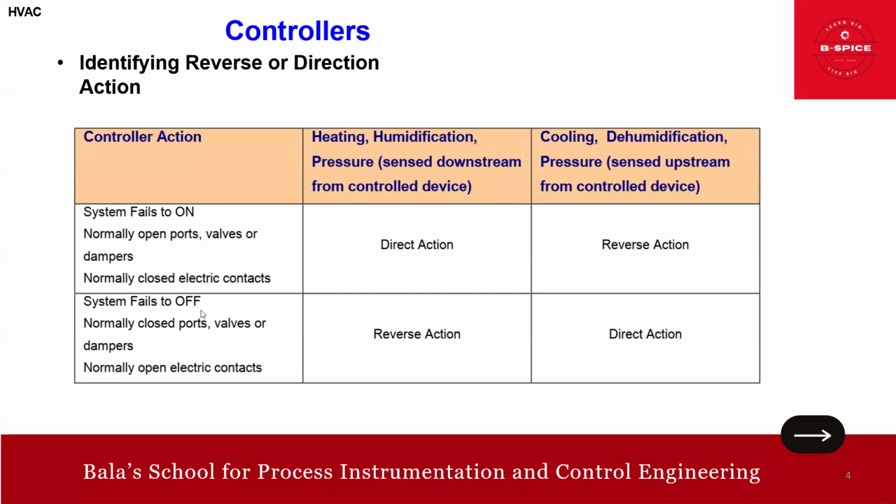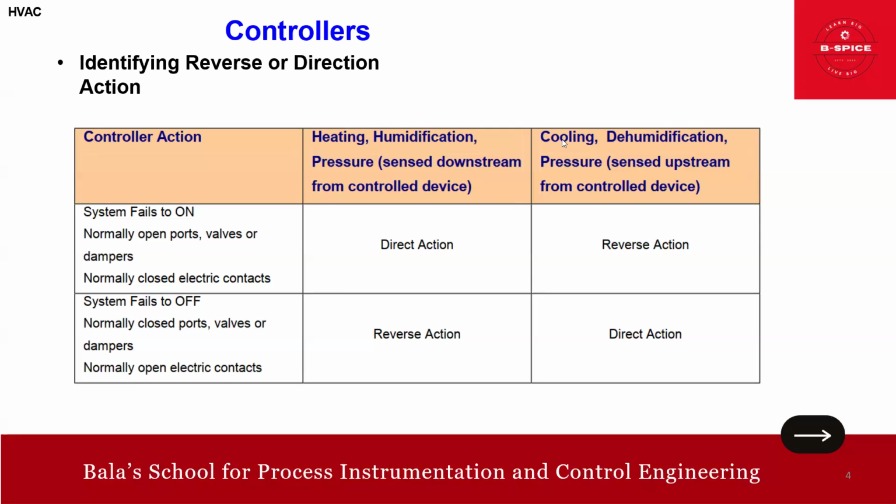Once both are decided, then we need to correlate them using this tabulation. Correlation means what? This is your column, this is your row. So how does it correlate? Let's see. A chilled water air conditioning cooling application requires controlling a normally open chilled water valve. So here it is a cooling application, so cooling.